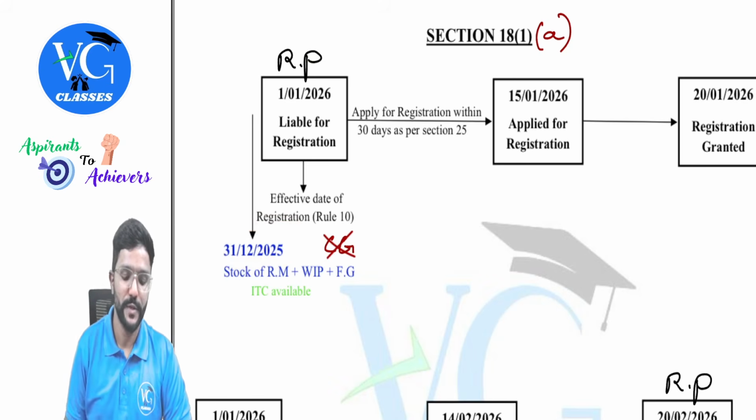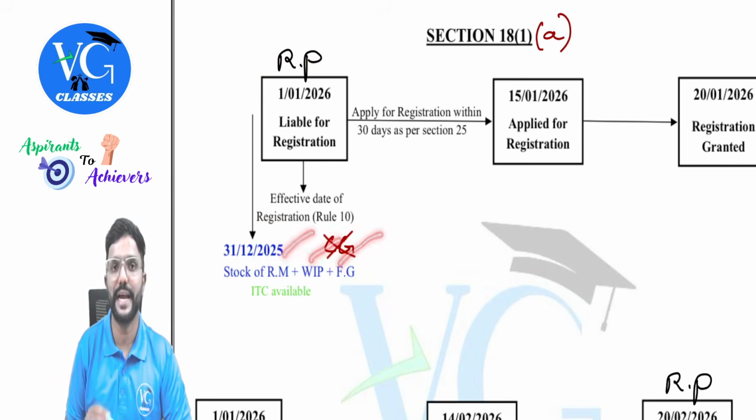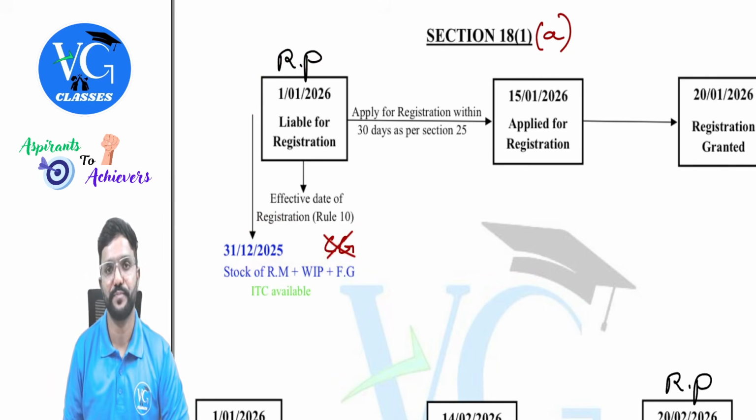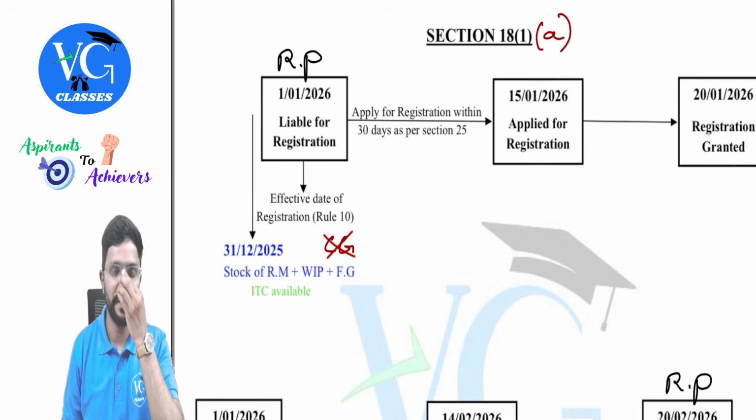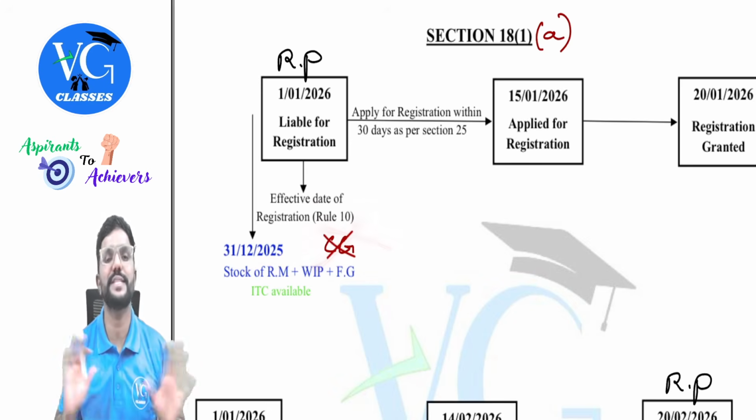Correct? Yes. So on 31st December, whatever stock of raw material, WIP and finished goods I have, ITC is available on it. Sir, what about capital goods? On capital goods, credit is not available.